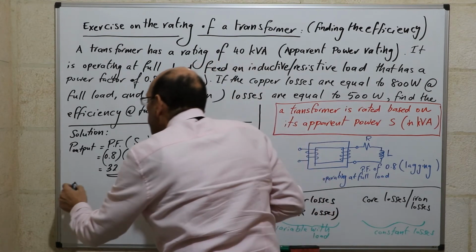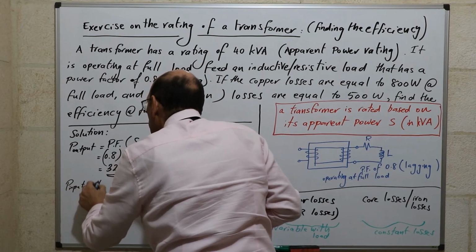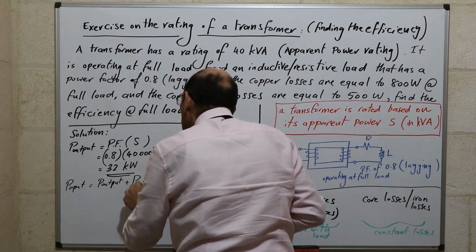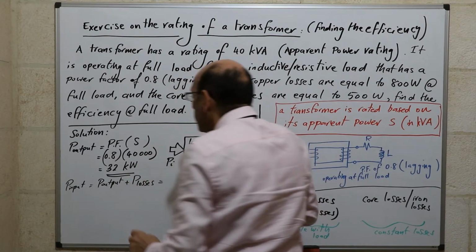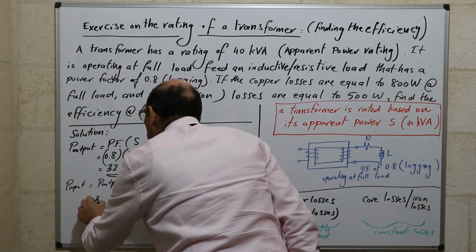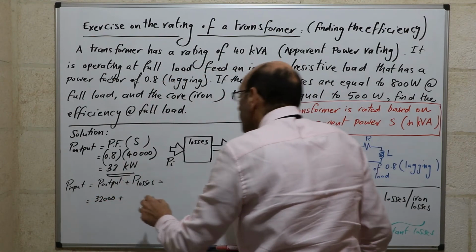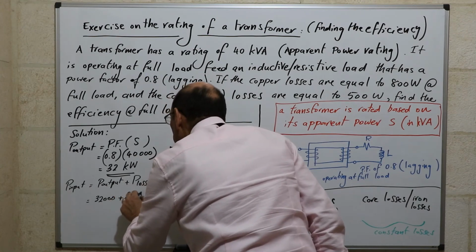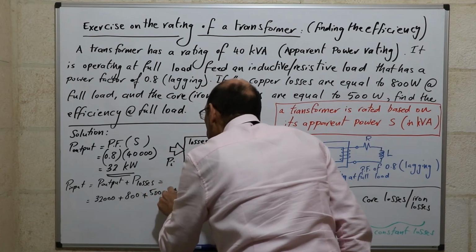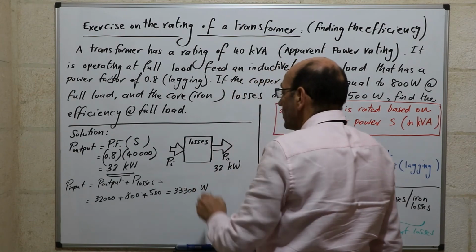And then we know that the input power is equal to the output power plus the losses incurred. And these losses are split into copper losses and core losses. So this is actually 32k plus the copper losses of 800 watts plus the core losses of 500 watts, and that gives us 33,300 watts. That's the input.